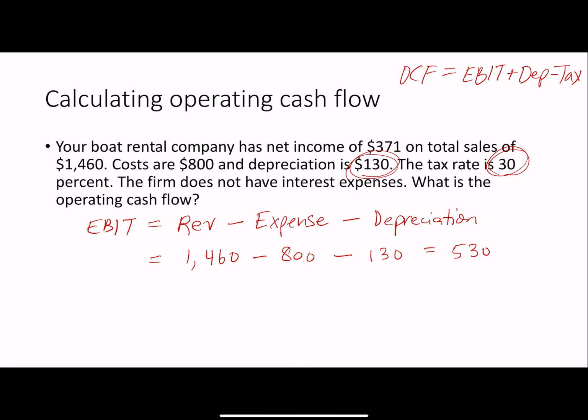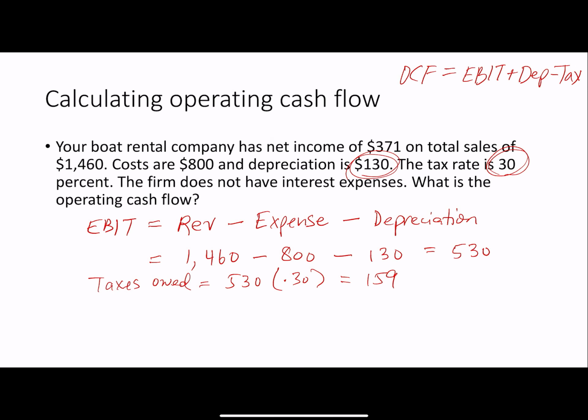Now, the firm does not have any interest expenses, otherwise we might take them out before we calculate taxes, because interest expense, like interest payments, are tax deductible. All right, so taxes owed is equal to 530 multiplied by the tax rate, which is 30%. So we'll multiply that by 0.3. And that gives us taxes owed as $159.